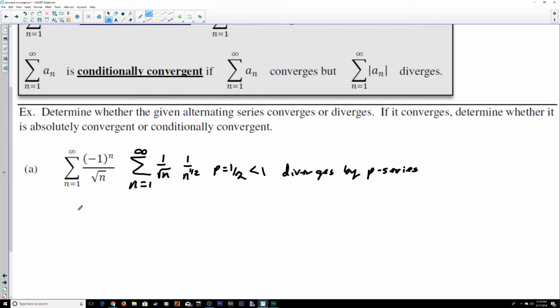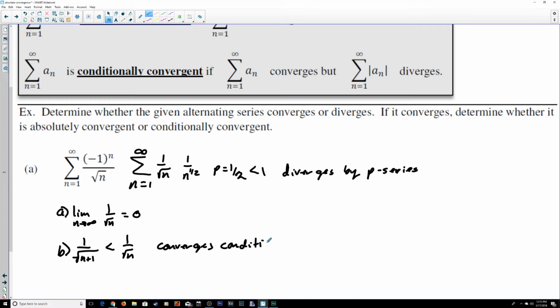It can still converge conditionally, and it can still diverge. Now let's treat this as an alternating series. The first condition for an alternating series is that it must pass the nth term test. The limit as n approaches infinity of 1 over the square root of n is equal to 0. And then b, we have to ensure that the n plus 1 term is less than the nth term, and that is also true. So this series converges, and now we say conditionally, by the alternating series test.